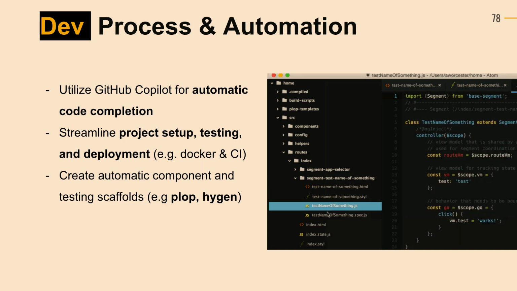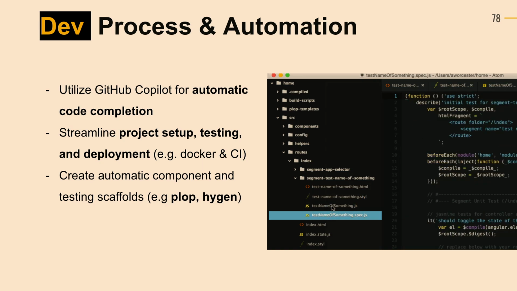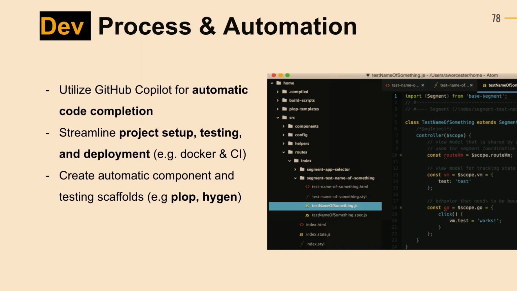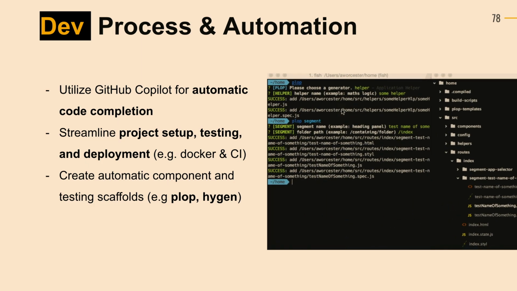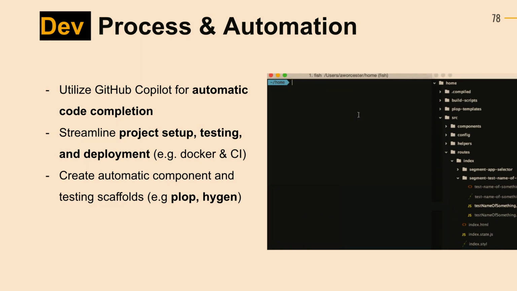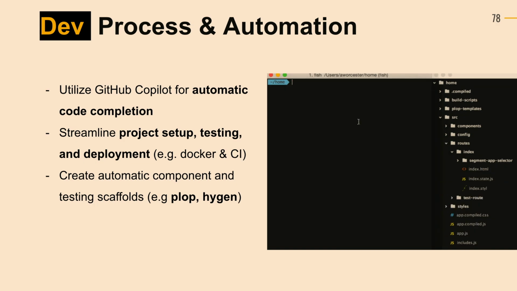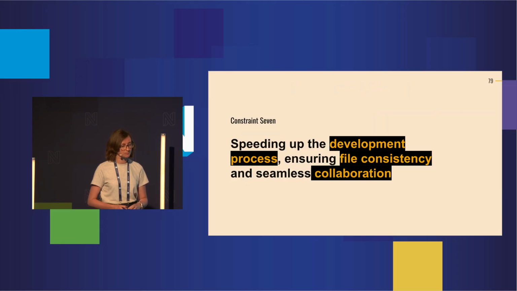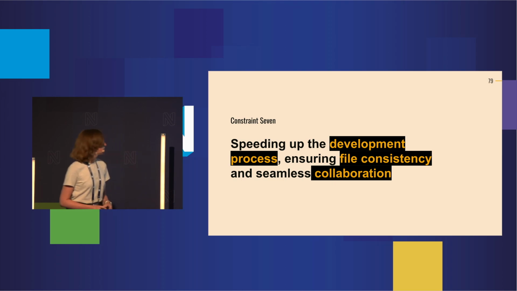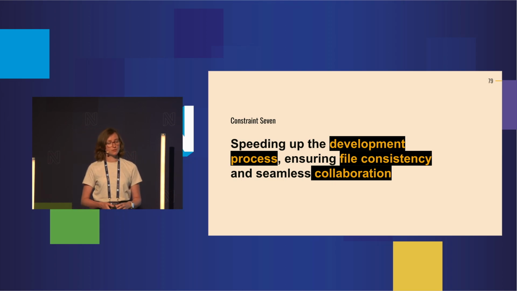And then you can create automatic scaffolding of good use cases that you want to enforce within the code base. So maybe each component has a certain naming, or they should have the test files right along with it. By having these code generation tools, you make it easier for the developers to not have to create everything by hand. So that's our constraint number 7, speeding up the development process, ensuring file consistency, and enabling seamless collaboration, not only between the developers, but also the designers and product managers and all the people working with the system.